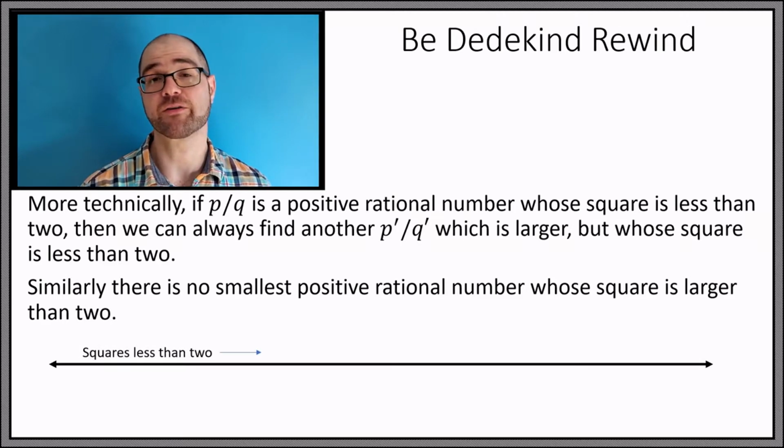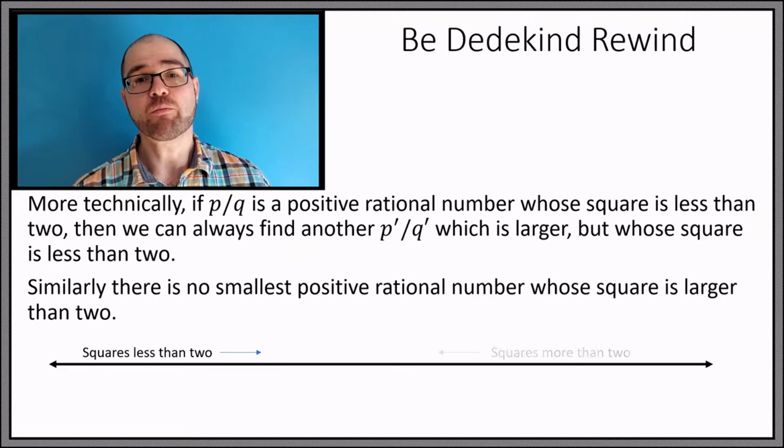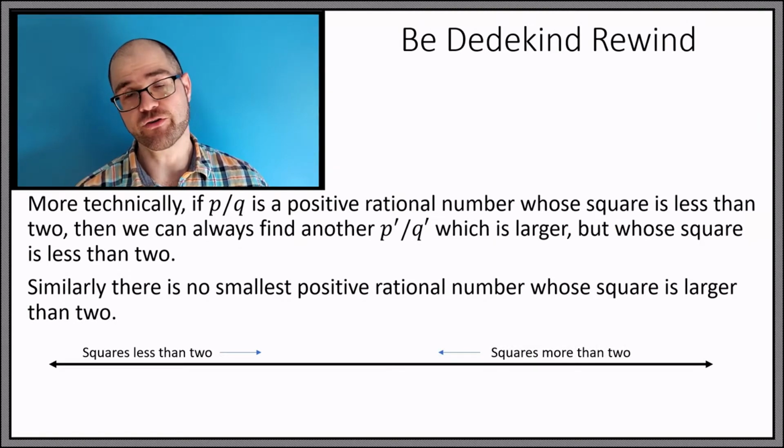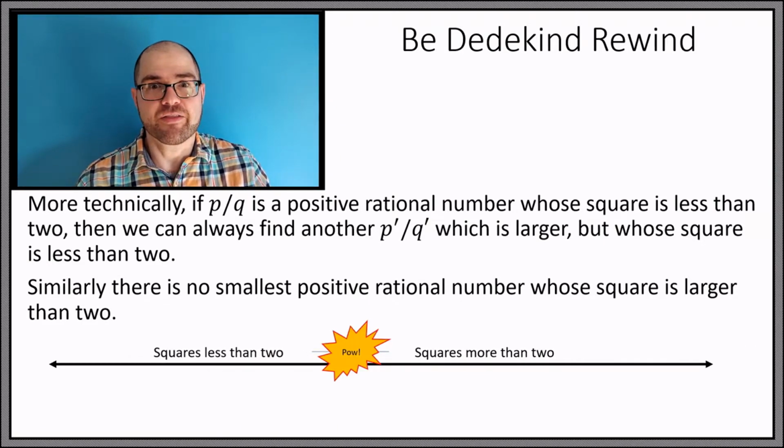Some rationals have squares less than 2, but there is no largest such number. Some rationals have squares larger than 2, but there is no smallest such number. Oh no, we've had a math disaster.